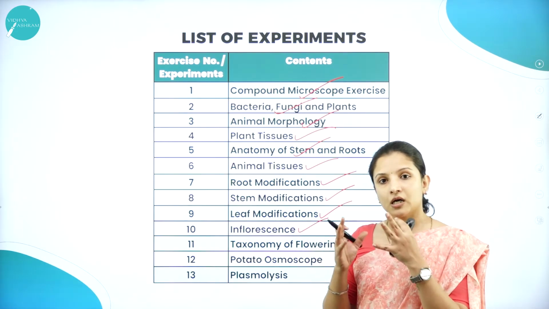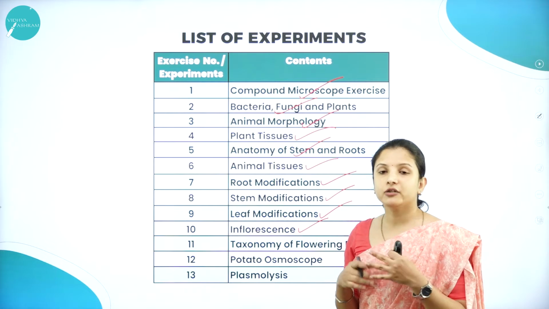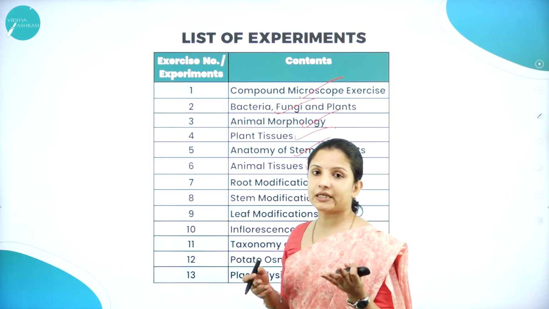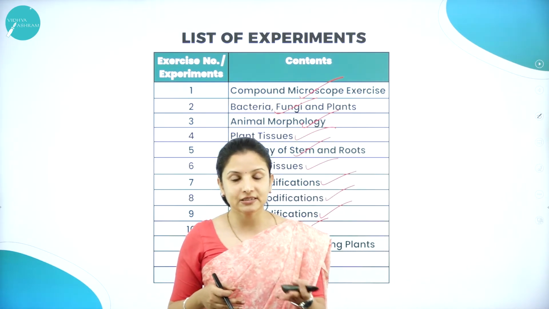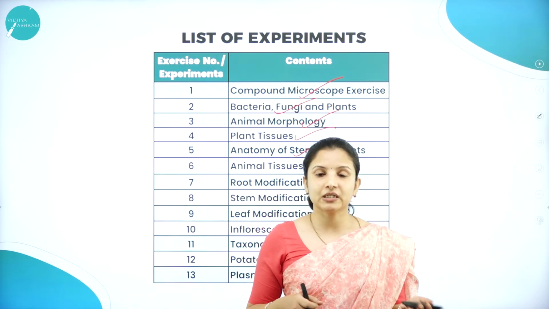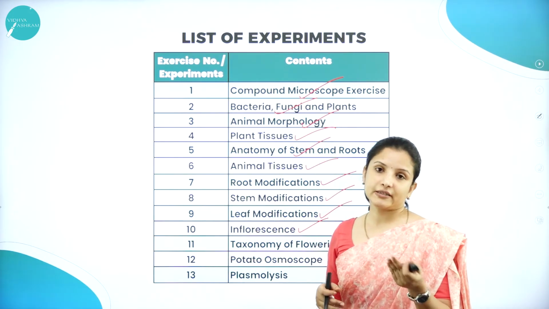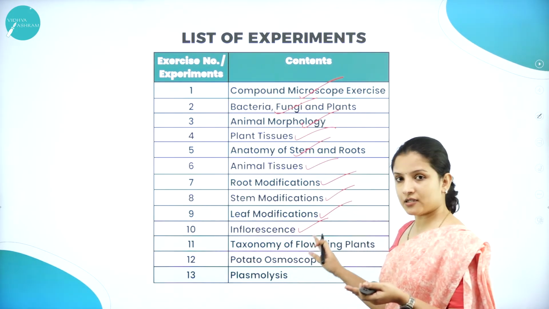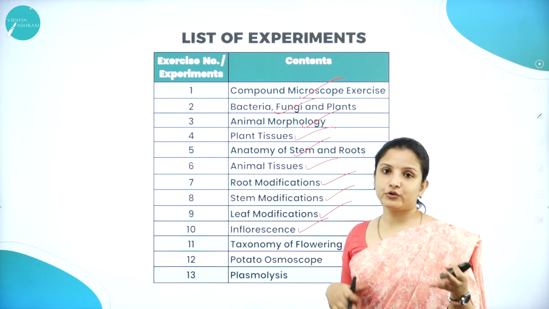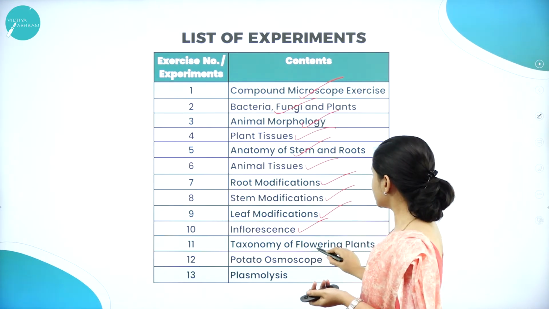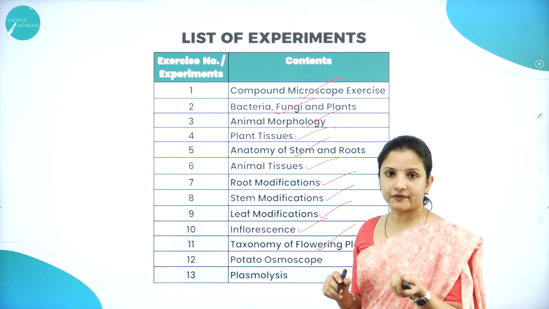Inflorescence is nothing but a bunch of flowers together in a plant. You call it the inflorescence. So there are different types of inflorescence: racemose, cymose, terminal, axial. All these different kinds of inflorescences you will study under this, wherein you will observe beautiful flowers. Next, you will study the taxonomy of the flowering plants.